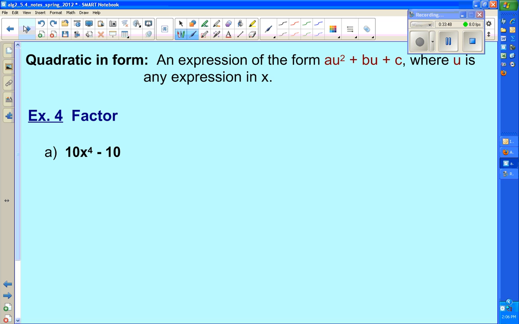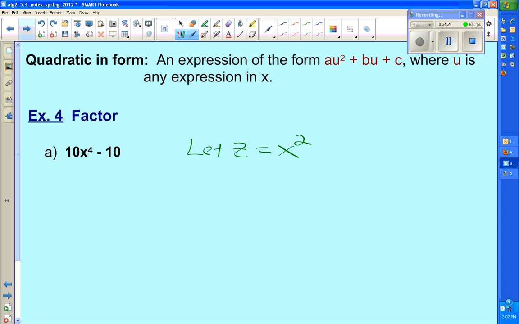Some teachers and some students like this method. Take a variable that's not in your problem. I'm going to use z for this one. And let it equal whatever half the power is of the largest exponent. So if this is x to the 4th, we want to let z equal x to the 2nd. If you had an x to the 10th, you would let z equal x to the 5th. If you had an x to the 12th, you'd let z equal x to the 6th. It's got to be an even power in order to be in quadratic form.